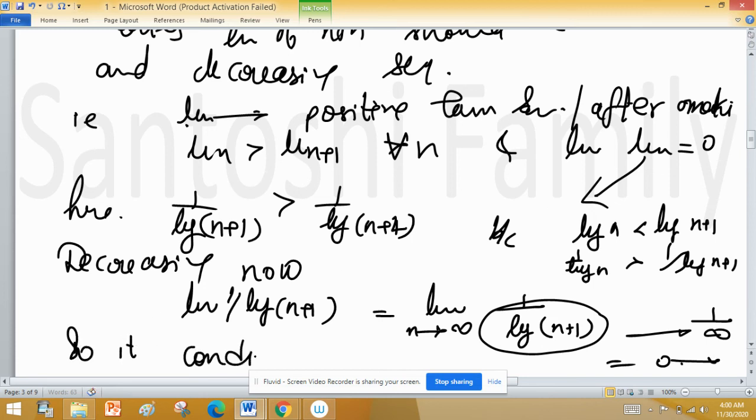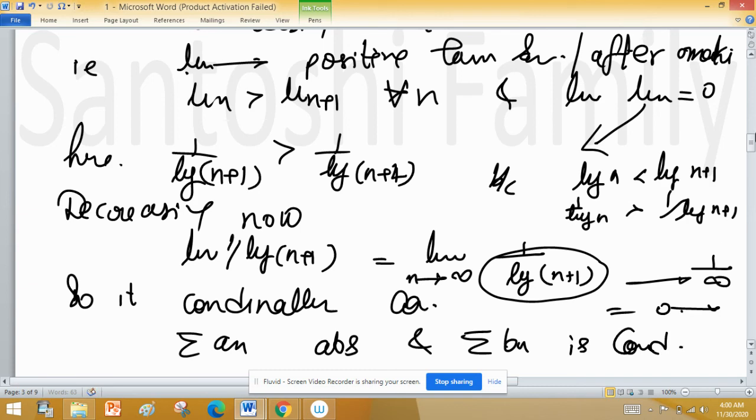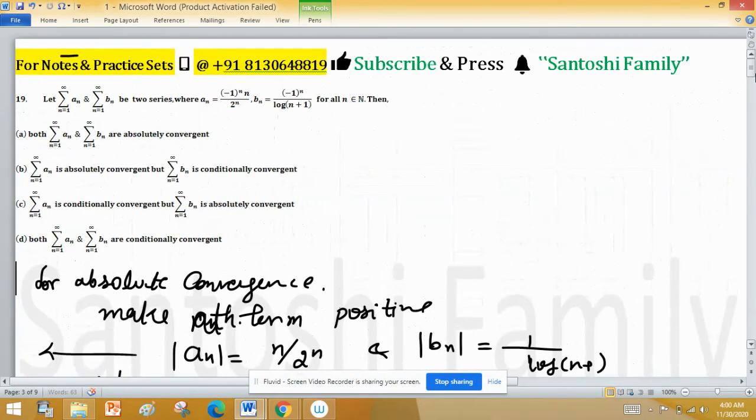So it is conditionally convergent, and an is absolutely convergent. Summation an is absolutely convergent and summation bn is conditionally convergent. Now match which option is true. an is absolutely convergent but bn is conditionally convergent. Option B is true here.